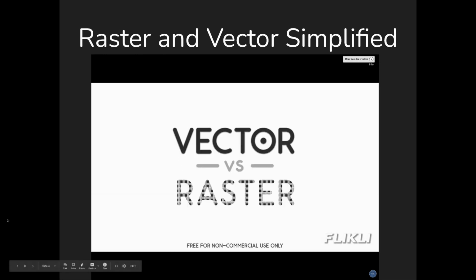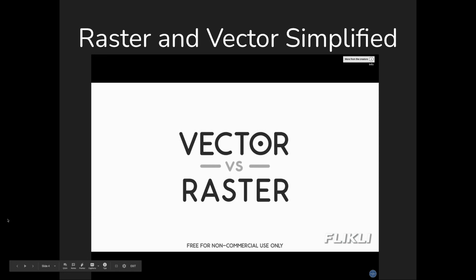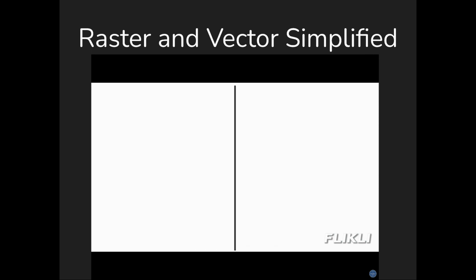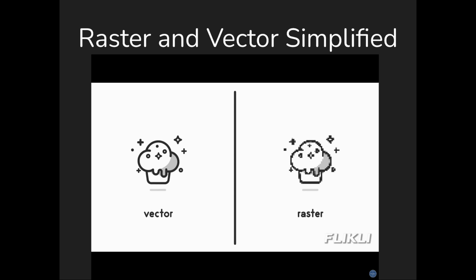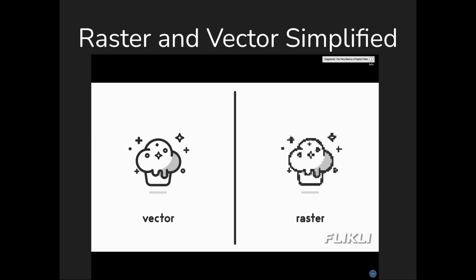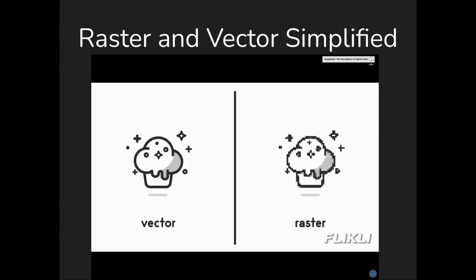Vector graphics and raster graphics are two basic types of digital images you see every day. Do you know the difference between the two? No? Okay, let's look closer. Look at these two cupcakes. The one on the left is a vector image, and the one on the right is a raster image. Let's see what happens when we zoom in. The vector cupcake looks clear and undistorted because it's made up of points, lines, curves, and basic shapes. These elements are calculated for every level of scale, so the image quality stays the same regardless of size.